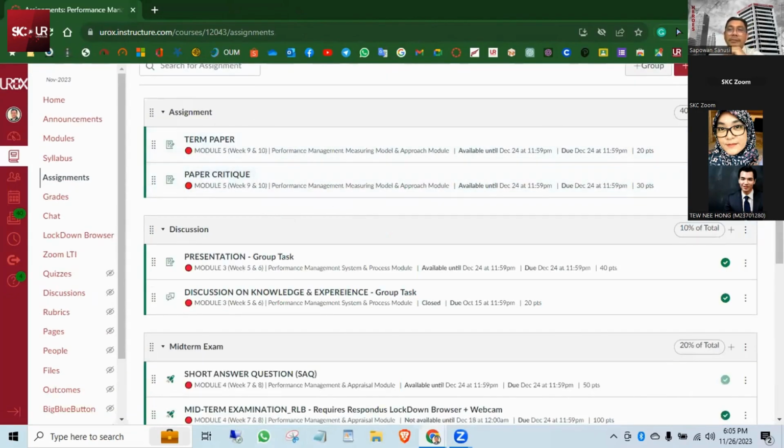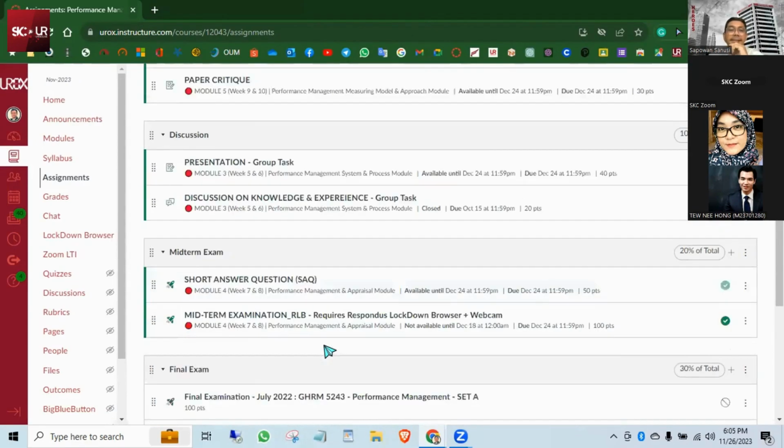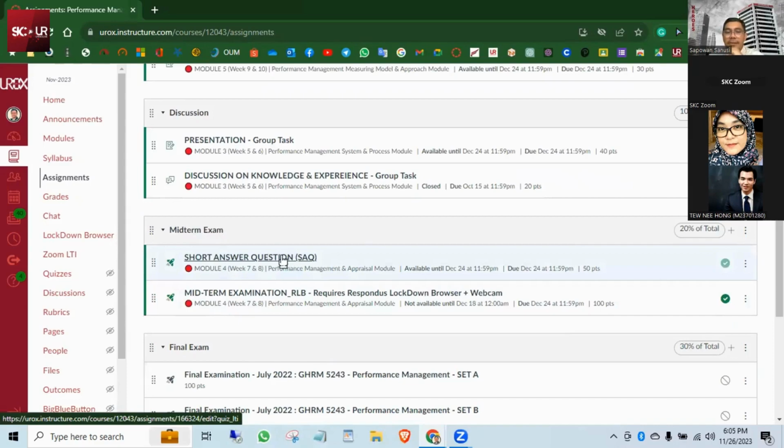These two are very important because it's 40%. For SAQ, you just click this one. There's no need for respondents, so whatever. If you use the AI, please make sure that you moderate it a bit. Maybe this SAQ I didn't put it on Turnitin. Somehow I will know a bit if you just copy and paste, the font, etc. SAQ tak ada Turnitin. Tak ada anything. But the midterm exam, you need to use lockdown browser.